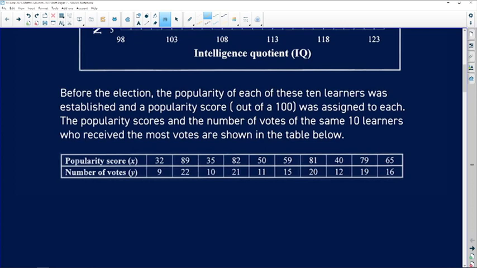in the table below. I think we can clearly see there by looking closely, the kid with a popularity score of 32 on the X row received 9 votes, and the kid with a popularity score of 89 received 22 votes, and the kid with a popularity score of 35 received 10 votes, and so on and so on. So these are the 10 kids that we have, and we are basically looking at the popularity score of each one of them and the number of votes that each received.